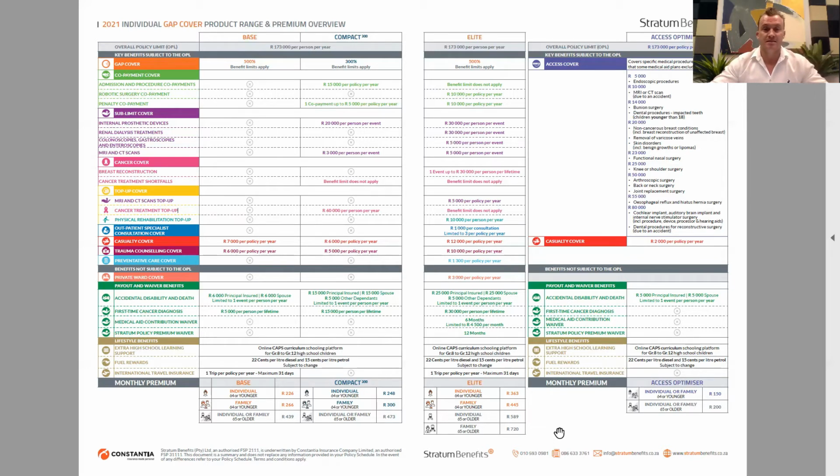So what this means is basically what's happened, and the reason why gap cover has started.